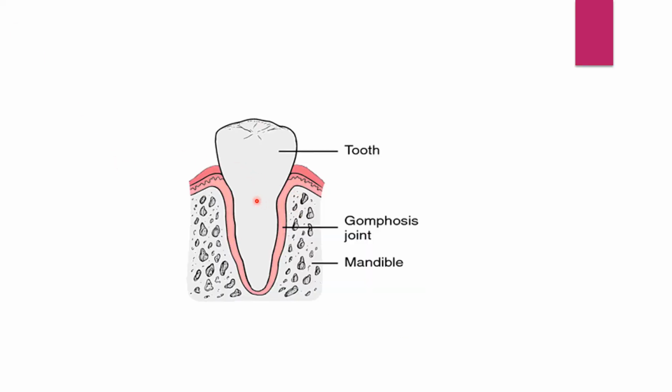The second example of the immovable joint is the gomphosis joint. This gomphosis joint is a joint that will fix your teeth into its socket. Here you can see in the diagram there is a tooth and here is the mandible, and this portion is called the socket, that is fixing the tooth in it. The gomphosis joint is also an example of an immovable or synarthrosis joint.